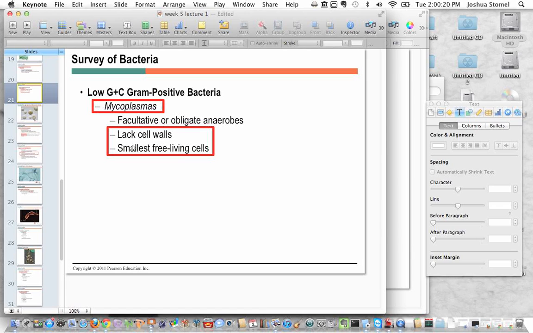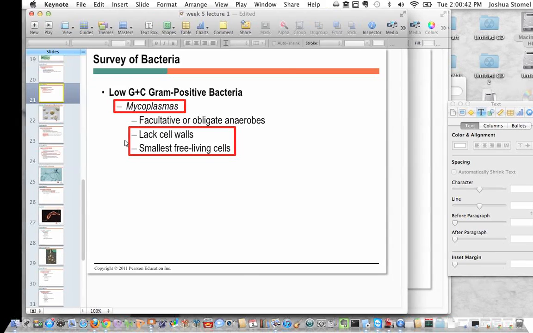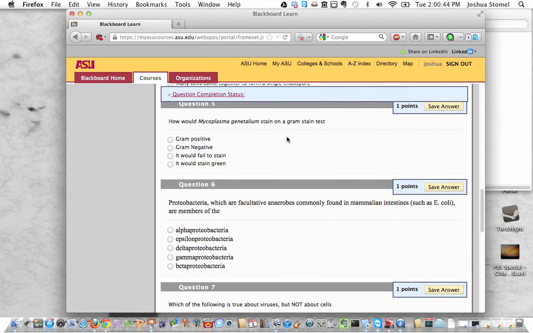Now, mycoplasmas don't have cell walls, so even though they're gram-positive bacteria, they're not going to hold on to the purple stain. But they still have cell membranes because they are living organisms, and cells have cell membranes. So they will stain pink, so they will look gram-negative. So it would stain gram-negative.